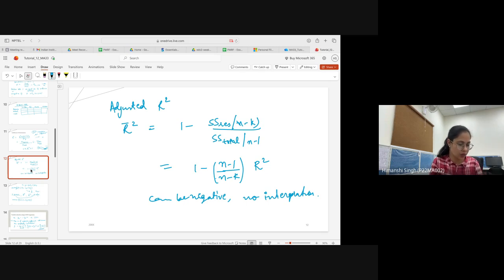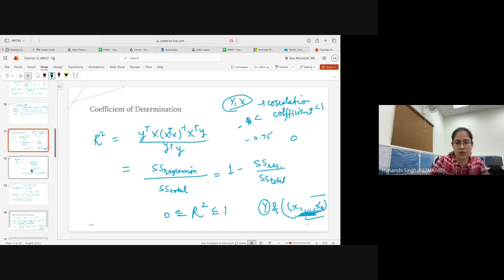Yeah, actually I have written one thing wrong here. Here it will be 1 minus r square actually. Here it will be 1, because obviously if you reciprocate it, it will be n minus 1 by n minus k. And here it will be SSRES by SS total, and SSRES by SS total is nothing but 1 minus r square. It is not r square. So it will be 1 minus r square. So yeah, this is a mistake there.